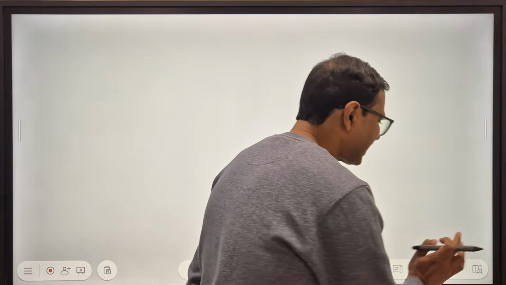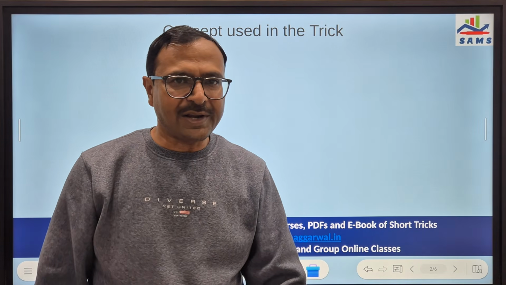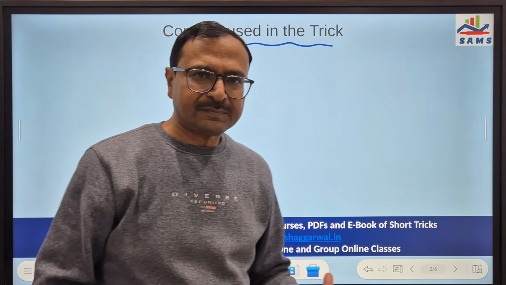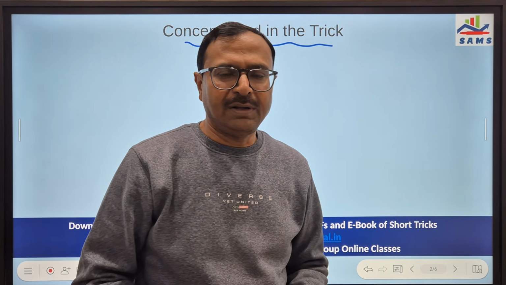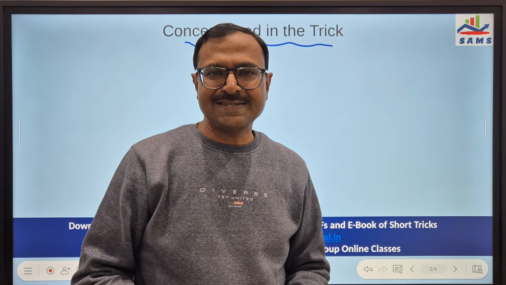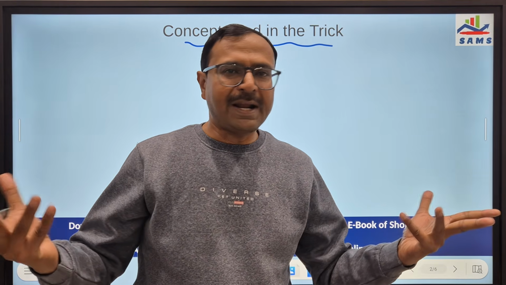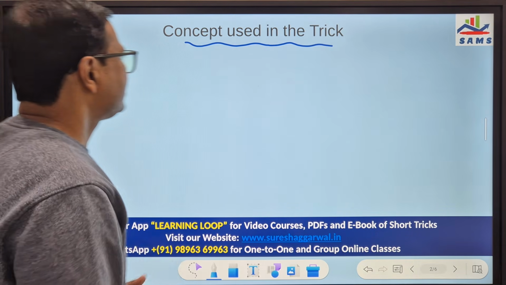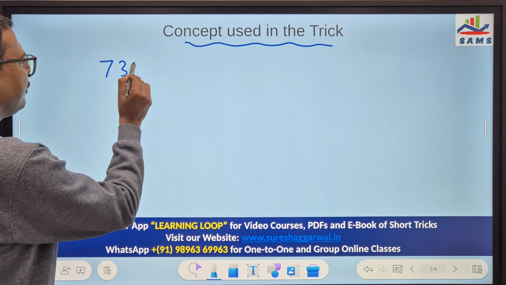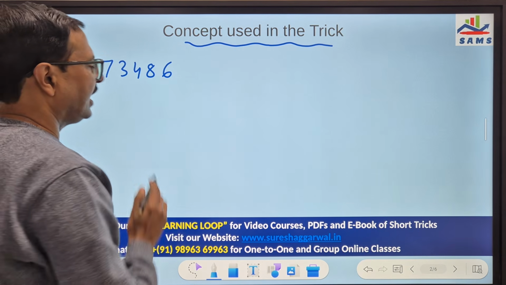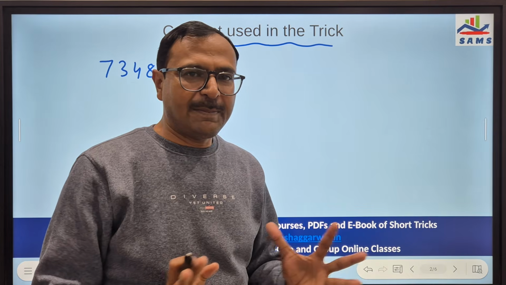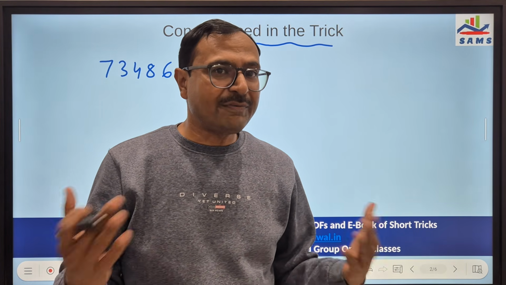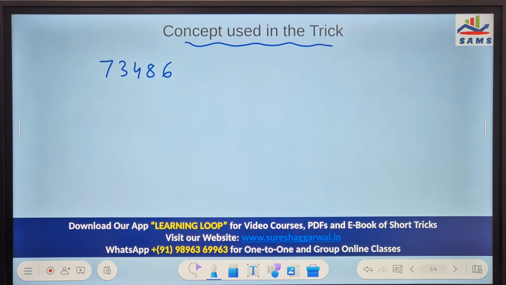So friends, let's carry on and do the concept of the trick of divisibility of any number by 11. Let me take an example of a random number. I don't know whether it is divisible by 11 or not. So let's start with say 7, 3, 4, 8, 6. I don't know whether this is divisible by 11 or not. So I am going to use the exclusive trick.